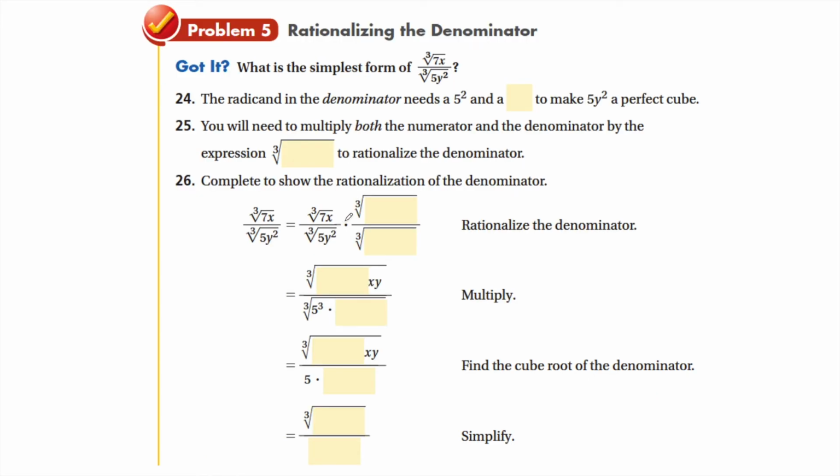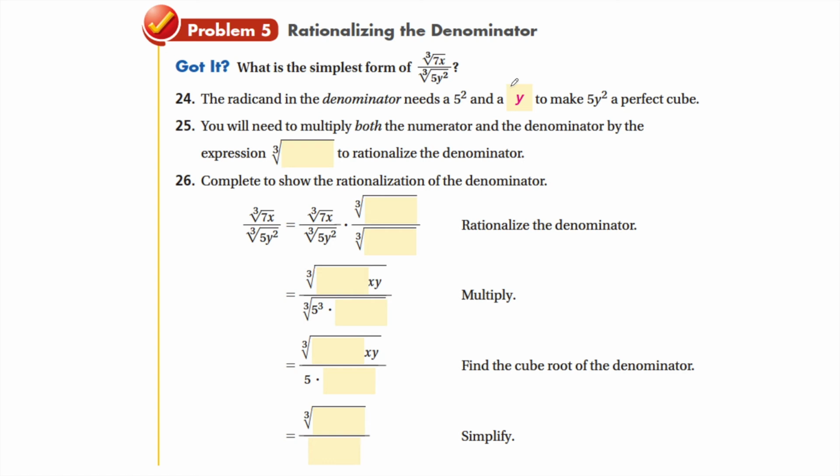Problem 5. Rationalizing the denominator. What is the simplest form of the cube root of 7x divided by the cube root of 5y squared? The radicand in the denominator needs to have a 5 squared and, in this case, a y to make 5y squared a perfect cube. In other words, we are trying our best to make sure that we can get rid of this cube root.